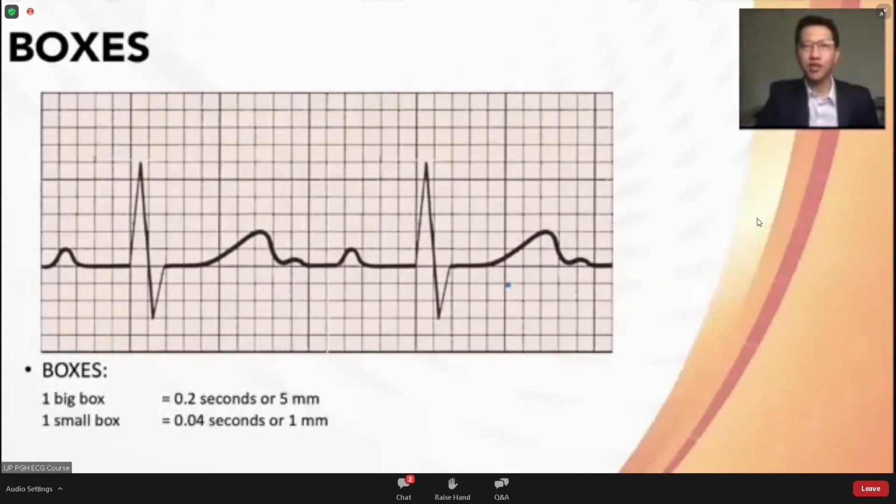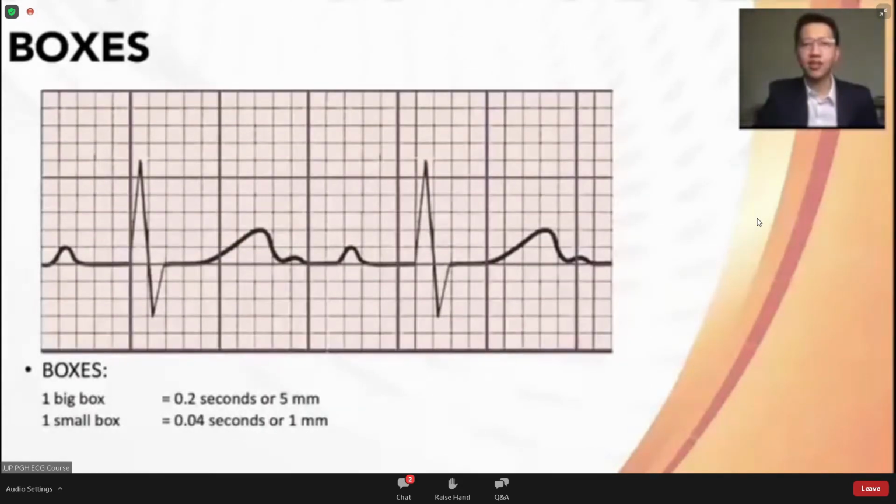Each big box is comprised of 25 small boxes in a 5 by 5 manner. The vertical axis represents voltage, with one small box representing 1 millivolt. And the horizontal axis denotes time, with one small box as 0.04 seconds. Hence, one big box is equivalent to 0.2 seconds.